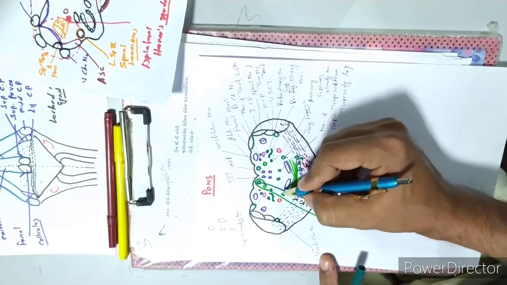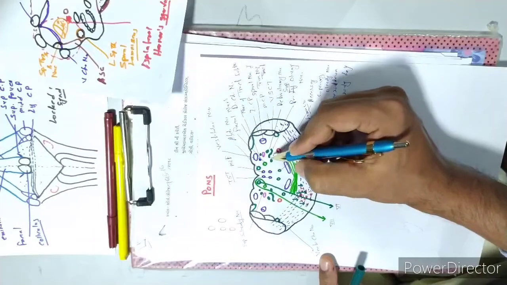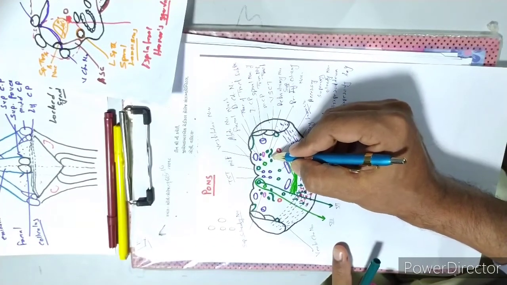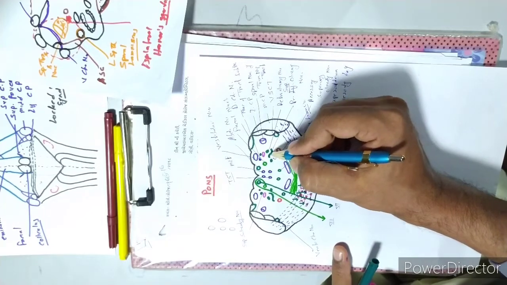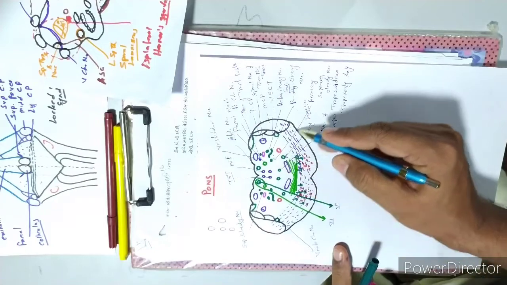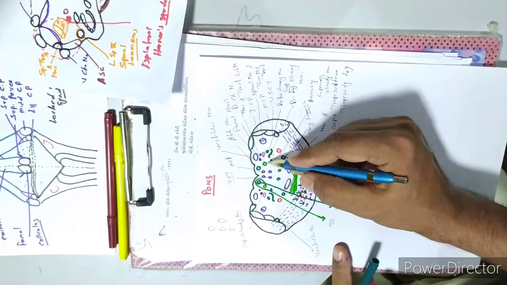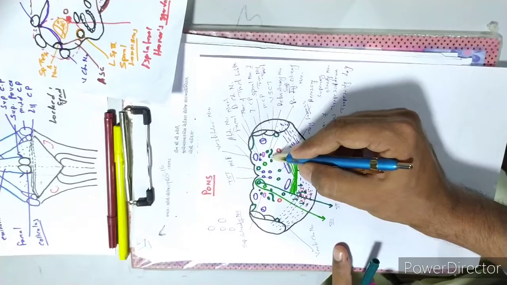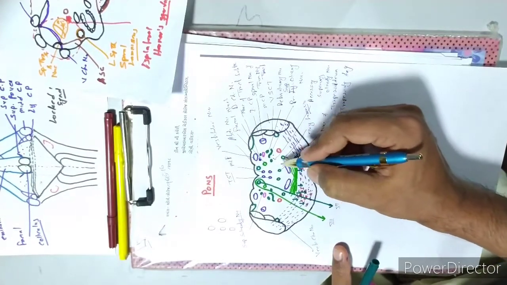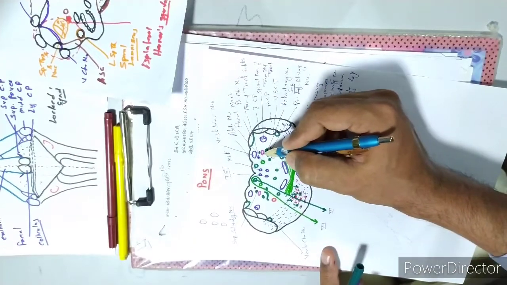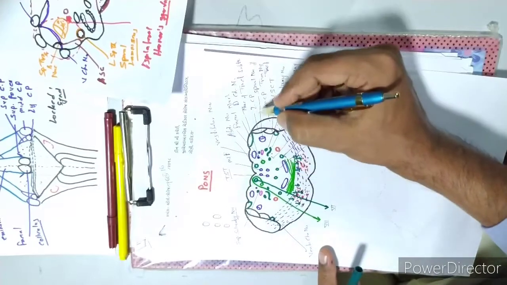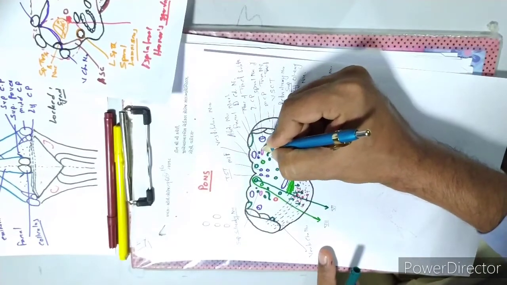And further anteriorly, if you go here, this is the superior olivary nucleus complex. This is the principal superior olivary nucleus, this is the retro-olivary nucleus, and this is the accessory superior olivary nucleus here. Okay, so this whole is known as the superior olivary nuclear complex. This is an auditory pathway. Clear?